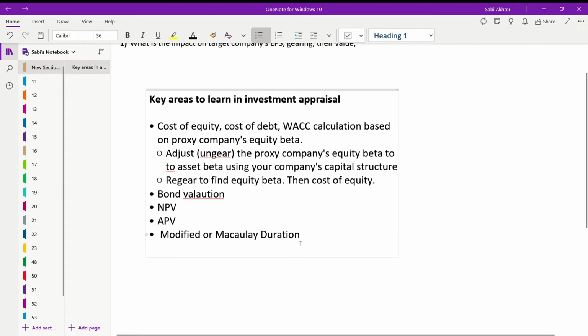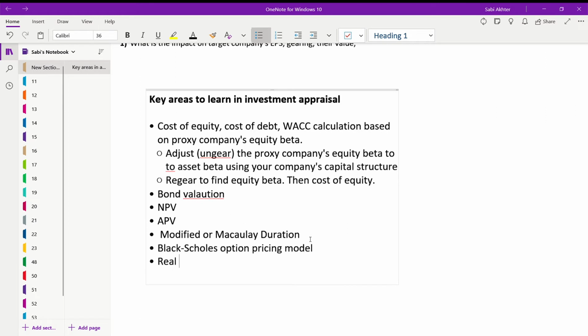Others are theory areas which you need to work out. I'm not including the theory parts, but from the calculations point of view, very important: Black-Scholes option pricing model. How can I forget that? Real options. You should know how to value using the Black-Scholes option pricing model only. Real options.